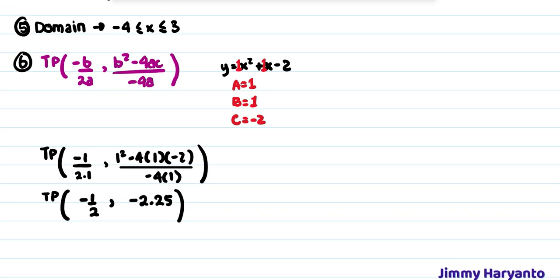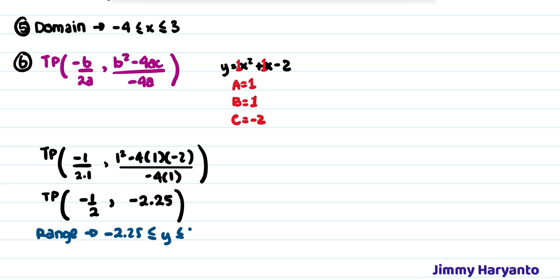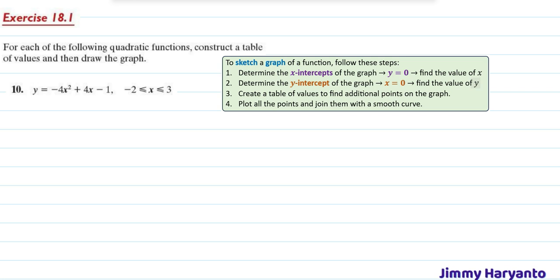That means the range is negative 2.25 to y until 10. There you go. This is the domain and the range of this question. Okay, next is question 10.